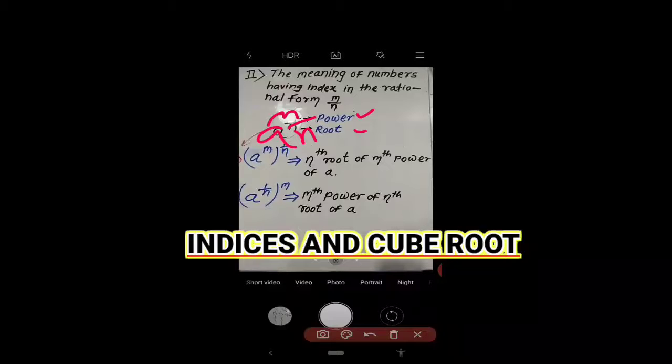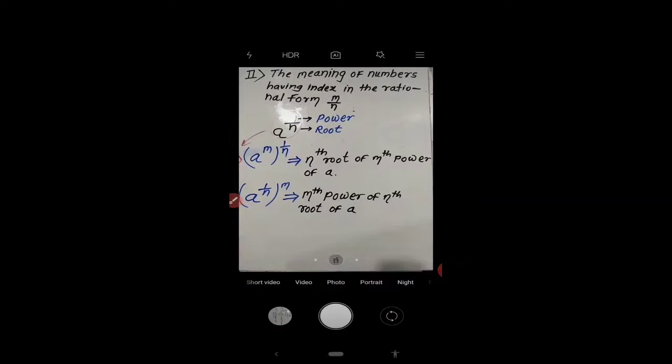Okay. So this a to the power m upon n is written in two ways. The first one is a to the power m, whole to the power 1 upon n. We read this as the nth root of the mth power of a.